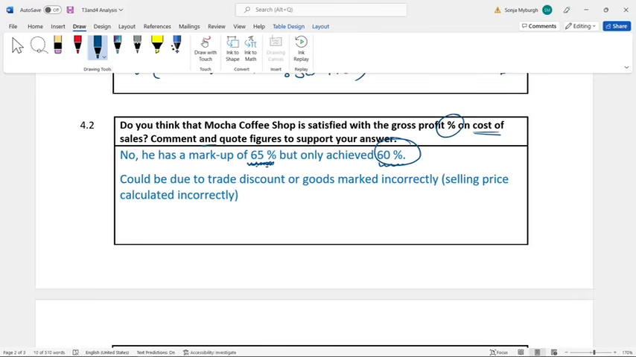Why is this? There could be something like sales, specials, trade discount on goods. That means we are selling at less than cost price plus 65%. Why? Because we just want to get rid of the stock. So at the end, we will not achieve the 65%. It can also be that the goods were marked incorrectly. In other words, the selling price was calculated incorrectly. Therefore, at the end, the gross profit markup that we achieve will still not be the 65%, but only 60%.